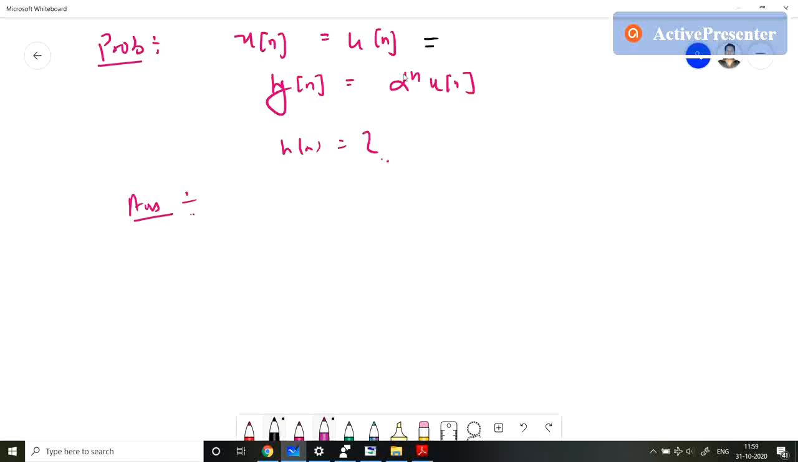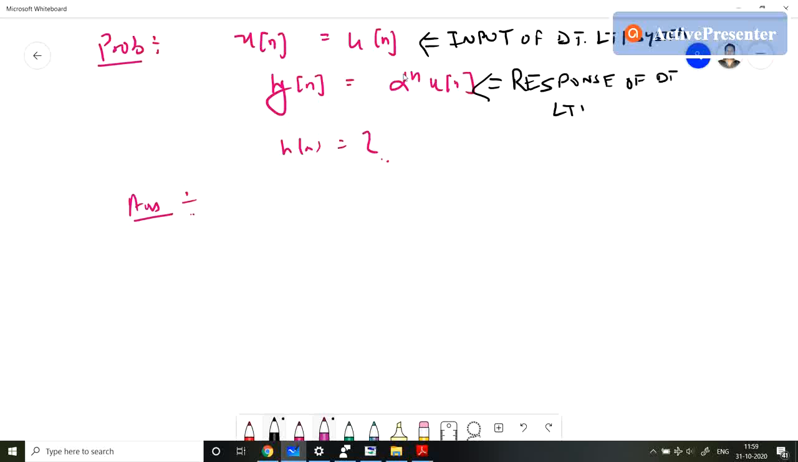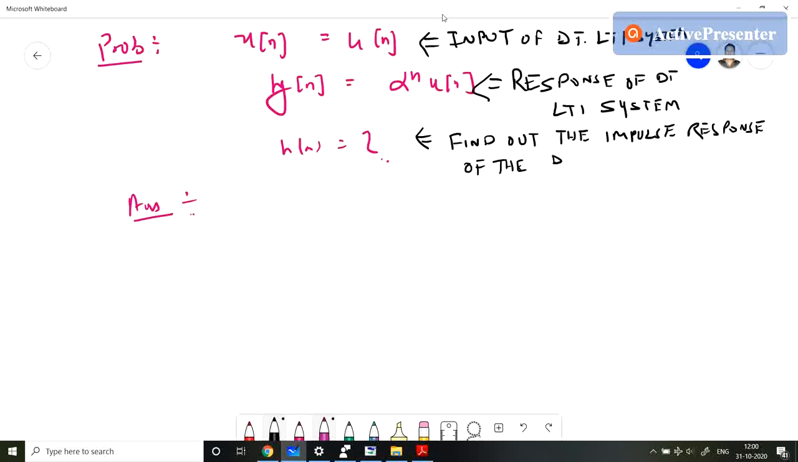So this is the input of the discrete time LTI system, and this is the response of the discrete time LTI system. Input is provided, and this is the response of the LTI system. What do we need to find out? We need to find out the impulse response of the discrete time LTI system.